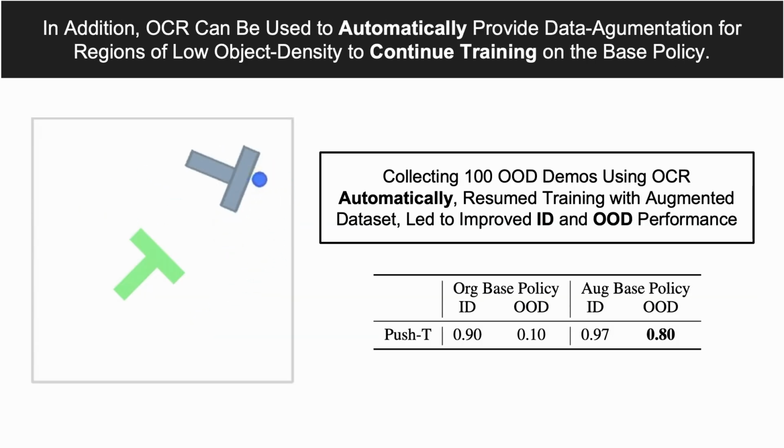In addition, OCR can be used to automatically provide data augmentation for regions with low object density, enabling continued training on the base policy. For the push-T task, we utilize OCR to automatically collect 100 out-of-distribution demonstrations, resume training with the augmented dataset, and observe improvements in both in-distribution and out-of-distribution performance. We believe this paradigm holds strong potential for facilitating valuable data collection for continuous learning.